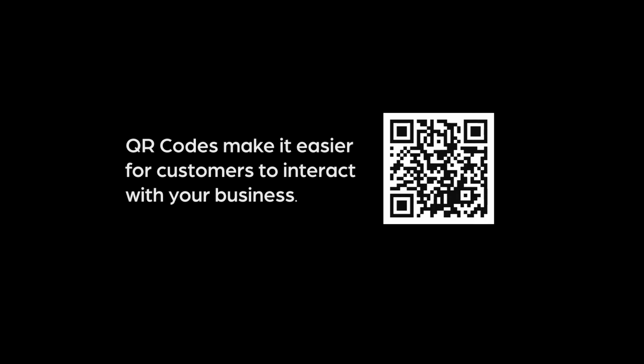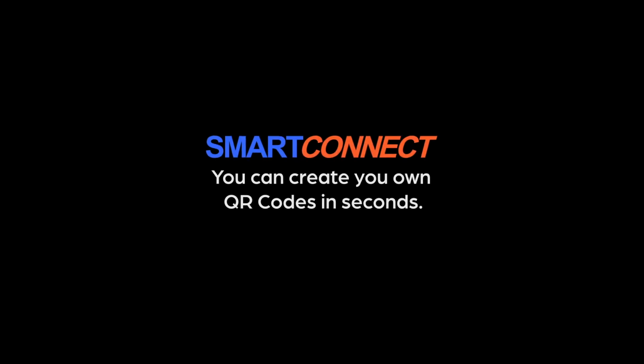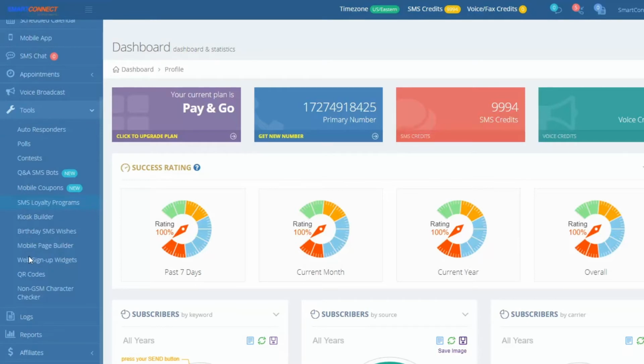QR codes make it easier for customers to interact with your business. When scanned, they can trigger a number of actions automatically. With Smart Connect, you can create your own QR codes in seconds. To begin, go to the Tools menu and click or tap QR codes.